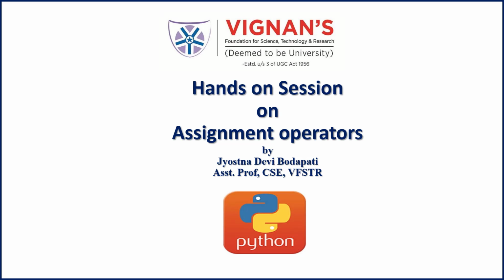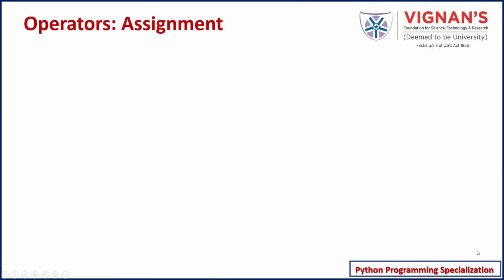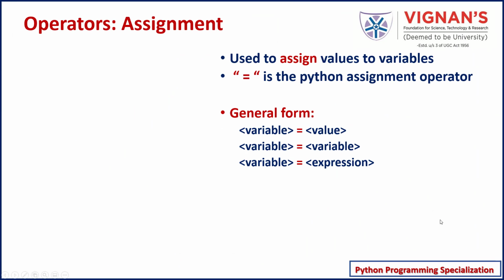In the last few videos, we have seen the details of arithmetic operators, relational operators, logical operators and the bitwise operators. In this video, we will see the details of the assignment operators that are supported by Python. Similar to the other programming languages, Python also supports the equal to operator for assigning a value to a variable, or a variable to another variable, or you can even use this to assign an expression to another variable. So in this video, we will see the details related to the assignment operator.